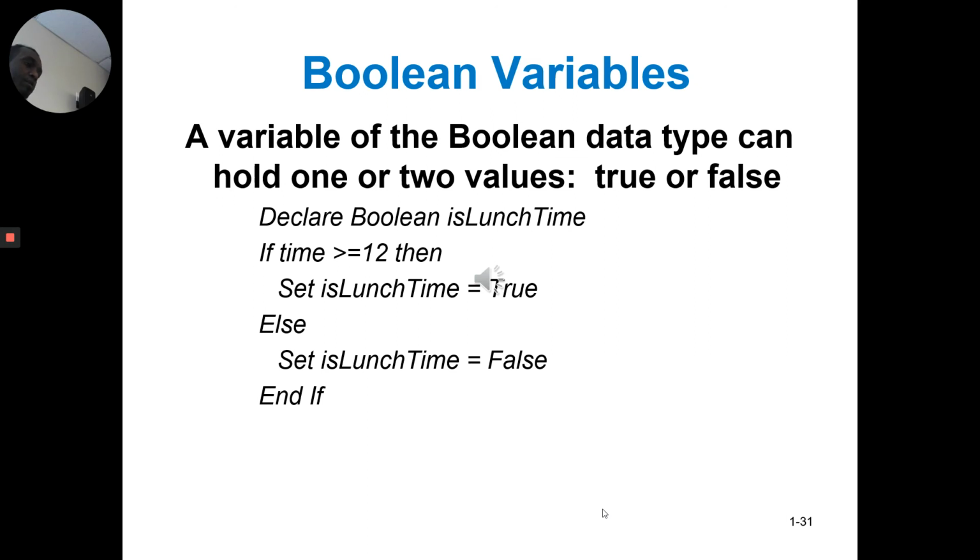A variable of the Boolean data type can be one of two values. So here you declare Boolean isLunchTime, and then if time is greater than or equal to a certain value, set isLunchTime to true. Else set isLunchTime to false, and then end if.